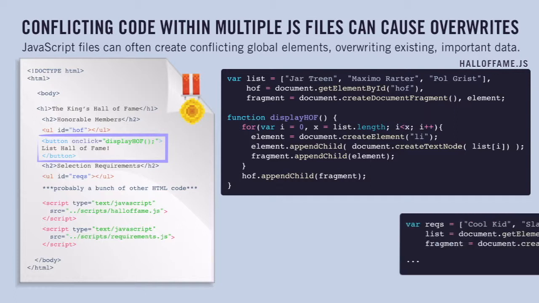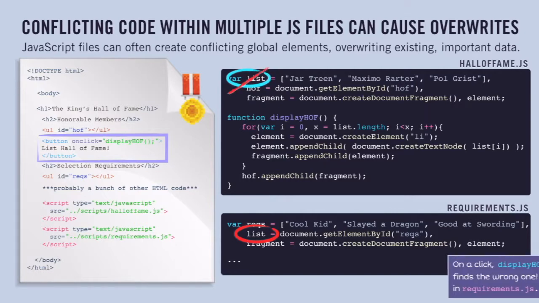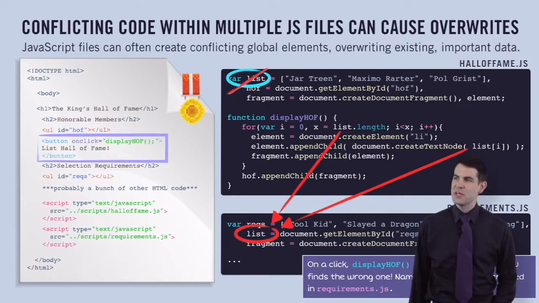But now that that second requirements file has created that second list global variable, it overwrote the first. And so displayHof would no longer find the exactly correct list of Knights in the Hall of Fame. Instead, it finds that other global created in requirements.js. What can we do about that?